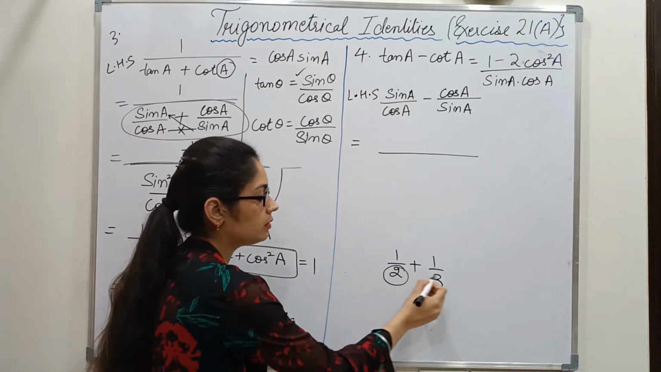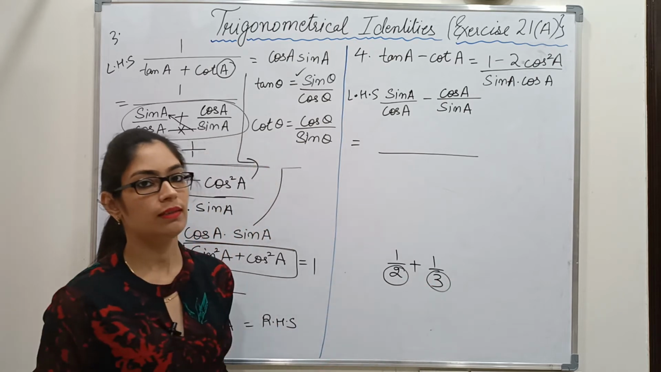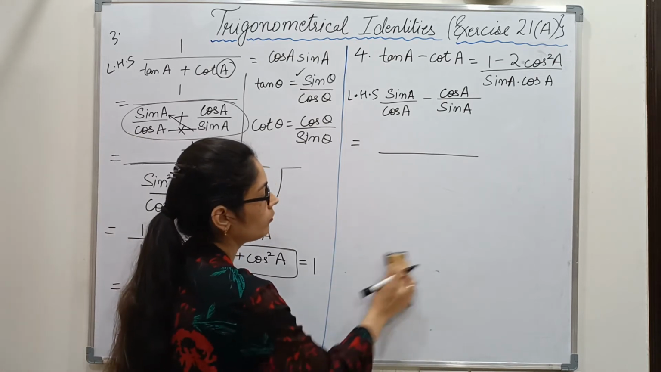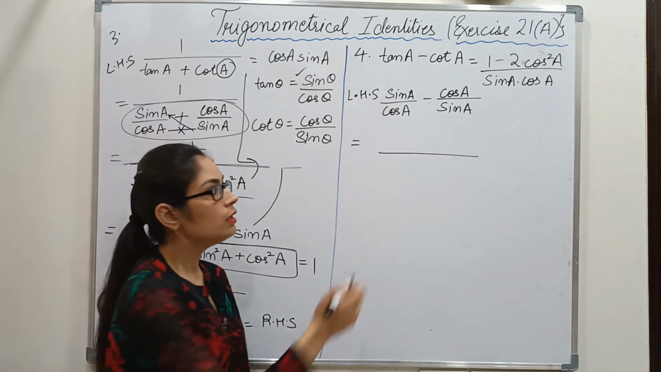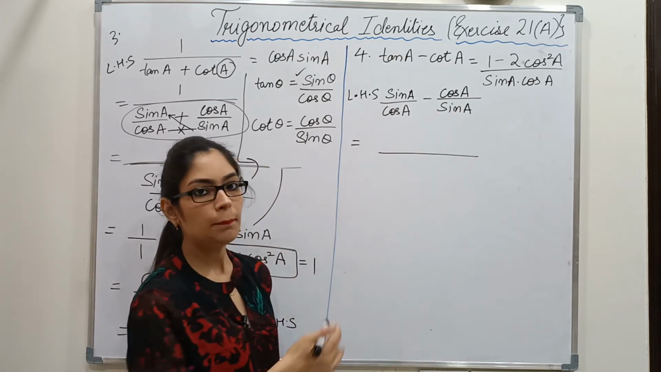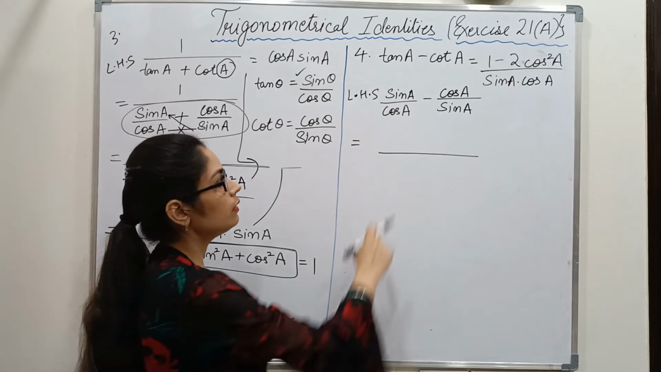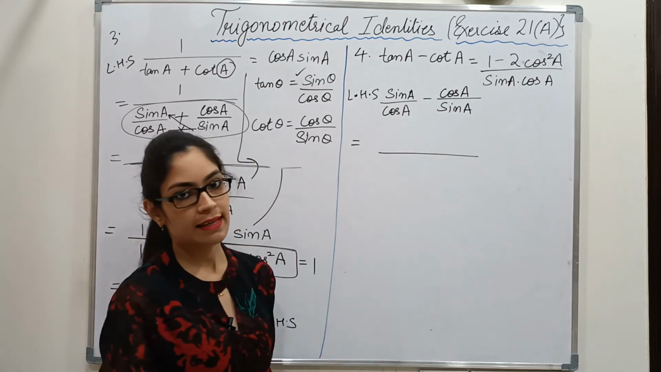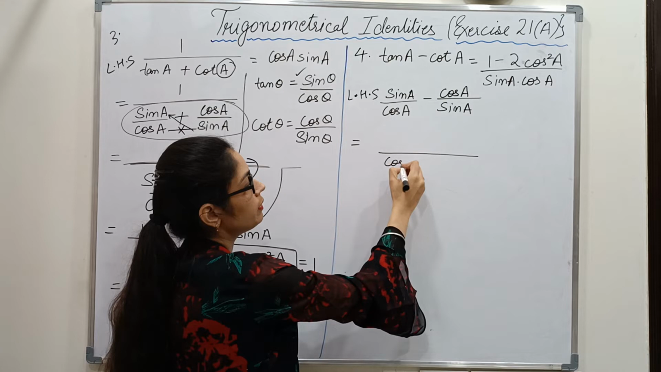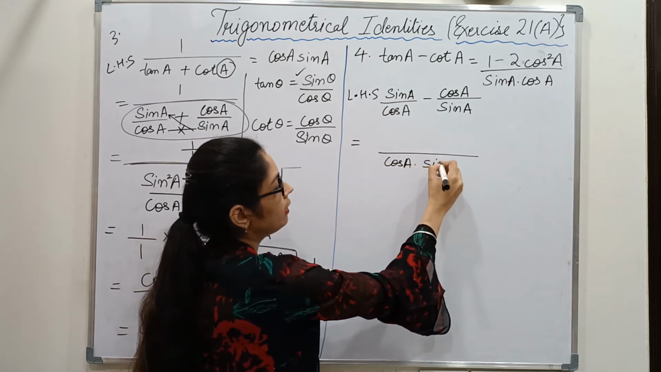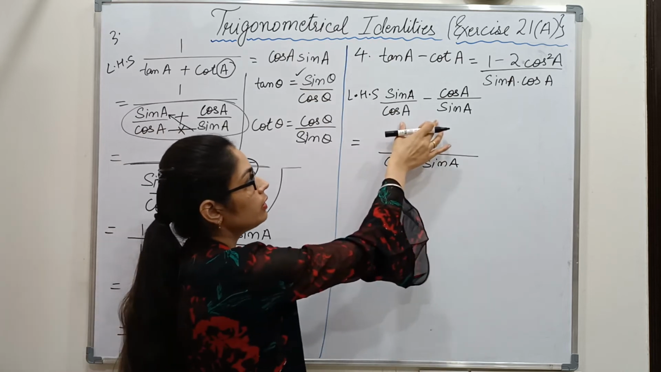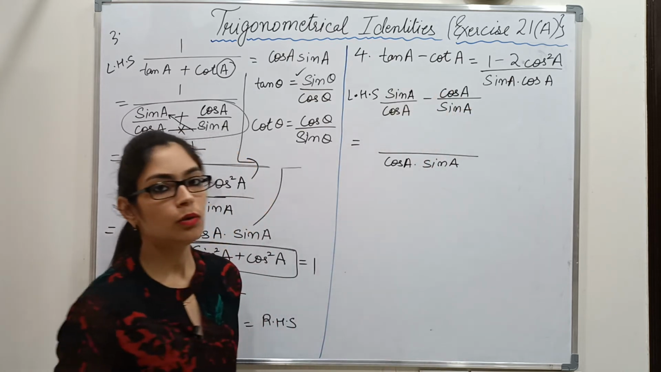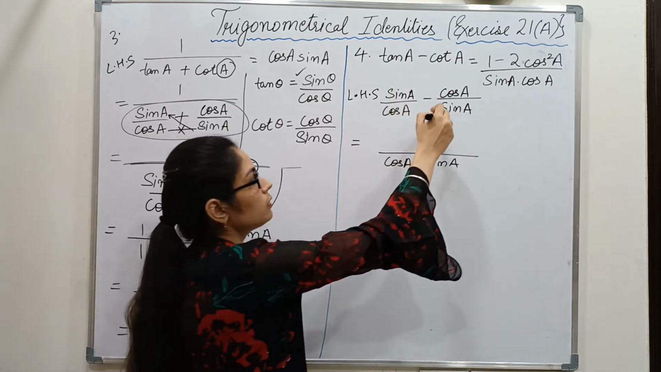Because the denominators are not the same, we have to take their LCM. If the expressions are not the same, the LCM is just their multiplication. In the previous part also we did the same thing. So cos A into sin A, as it is we will write cos A into sin A. The LCM is their multiplication with each other, and what to write in the numerators is their cross multiplication.